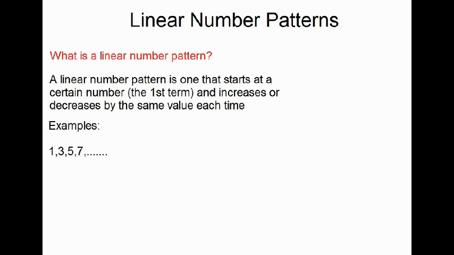So the first example here we'll look at is a linear number pattern, and it does start at a certain number, and that certain number is 1. So here in this case the first term is 1, and then the next term is 3, and then 5, and then 7, and the dot dot dot there indicates that the pattern does continue. So as described in what a linear number pattern is, it increases or decreases by the same value each time. In this case, we can see that it's increasing by 2.